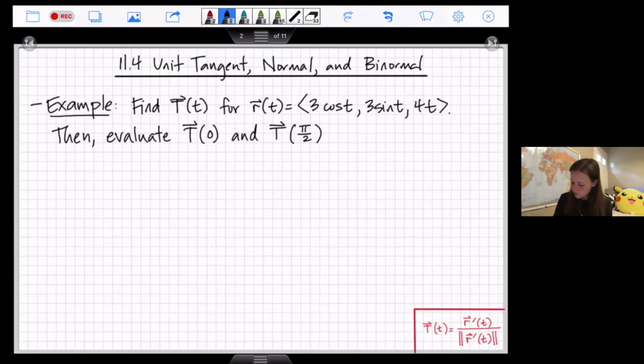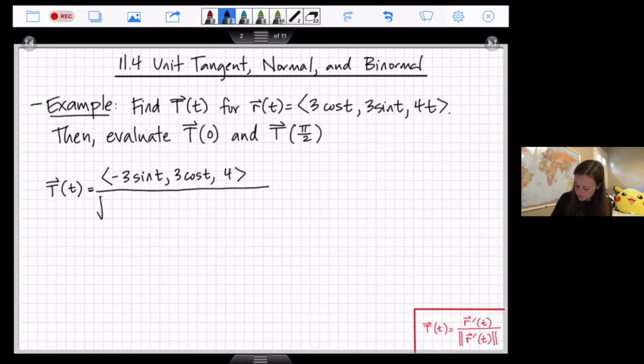All right, so for T of t, big T vector of little t parameter, we take r prime of t on top. So we're going to take the derivative of r component-wise. So derivative of 3 cosine t is negative 3 sine t. Y component derivative, derivative of 3 sine t is 3 cosine t. Derivative of 4t is just 4. And then we're going to divide by the magnitude of that.